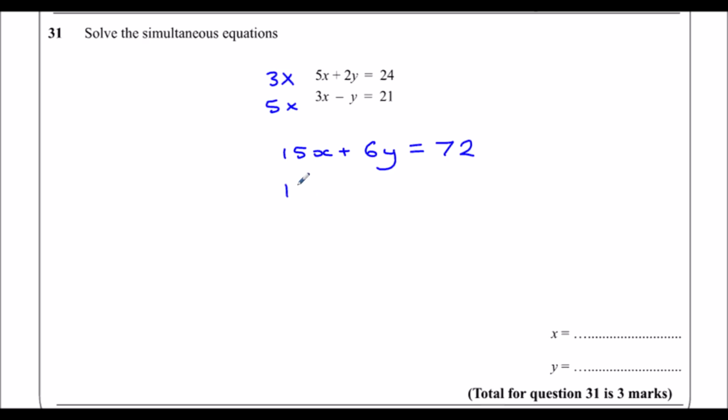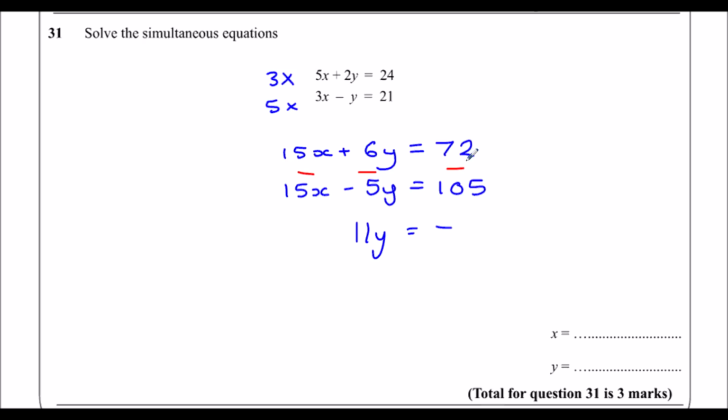The whole bottom line times 5. 5 3s are 15. 5 times negative 1 is negative 5. And 5 21s is 105. So now I'm going to take these away. 15 take away 15 is nothing. 6 take away minus 5. So 6 plus 5 is 11. So 11y's. And 72 take away 105. It's going to be negative.